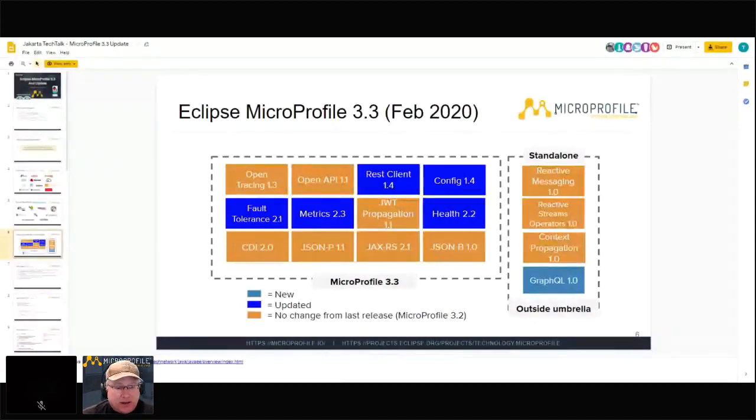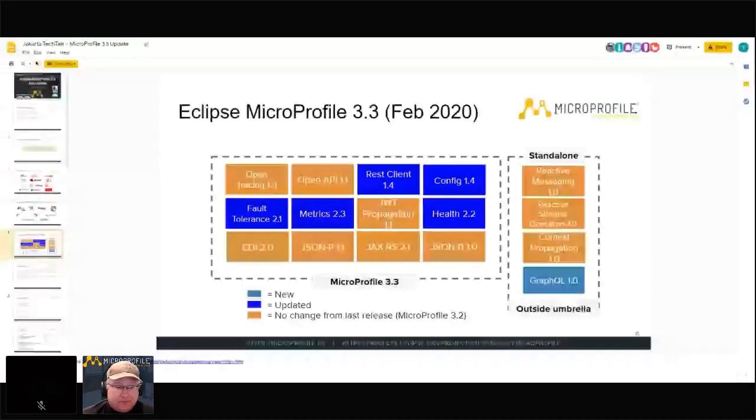If you look at the color coding, there's a set of specifications for MicroProfile 3.3 that haven't really changed, and then some have been updated. MicroProfile 3.3 turned out to be a bigger release than we originally had thought. You see REST client, config, fault tolerance, metrics, and health all had some kind of update. And if you look at new specifications, I think this is the first time in a MicroProfile deck like this that we have GraphQL. I'm going to talk about GraphQL a little bit later.